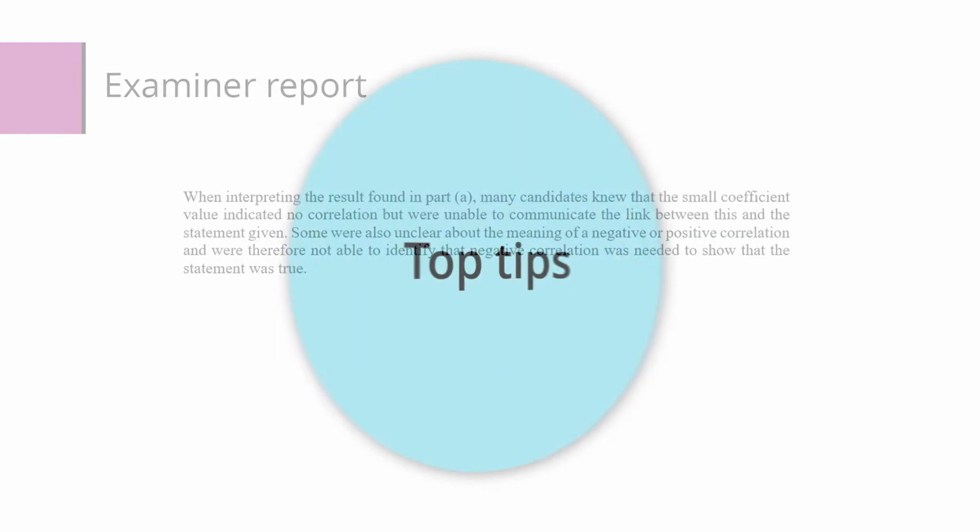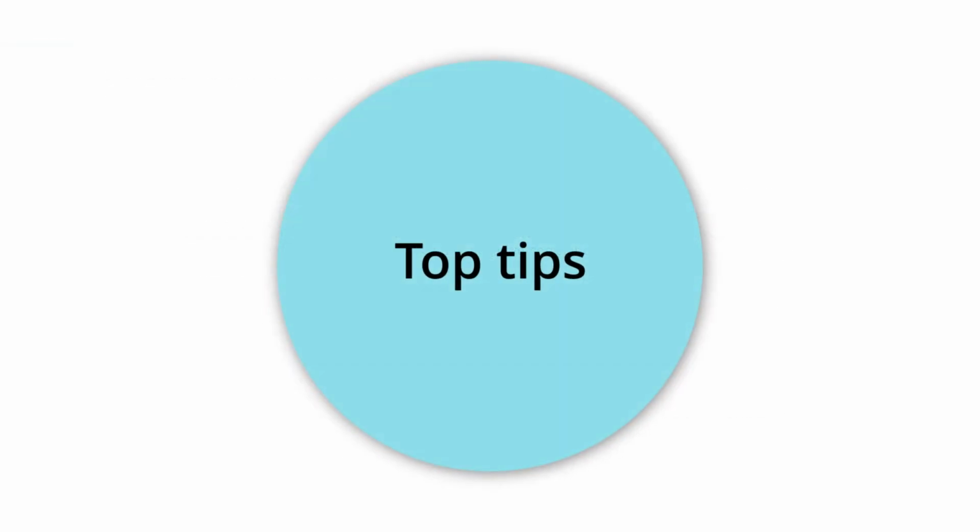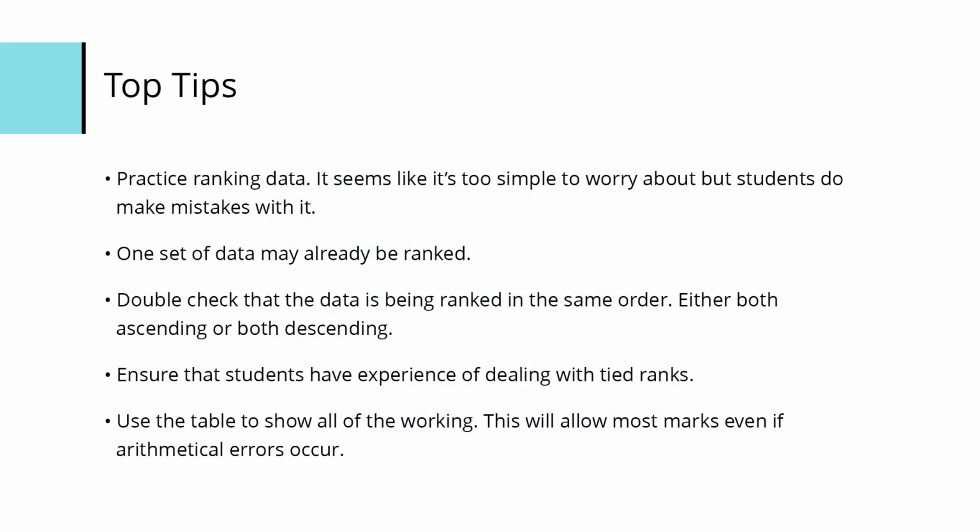So on to the last top tips. You should get students to practice ranking the data, which seems like it's a bit too easy to do, to ask people to put things in order, but it's easy to make mistakes, especially in the pressure of an exam, so well worth practicing. It's always worth keeping an eye out to see if one of the sets of data has already been ranked. That's fairly common, but always worth a check.